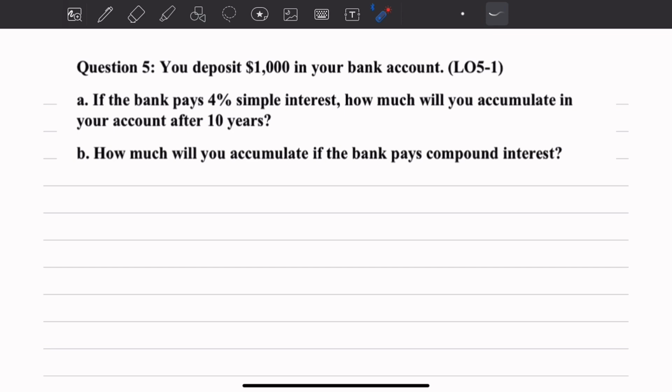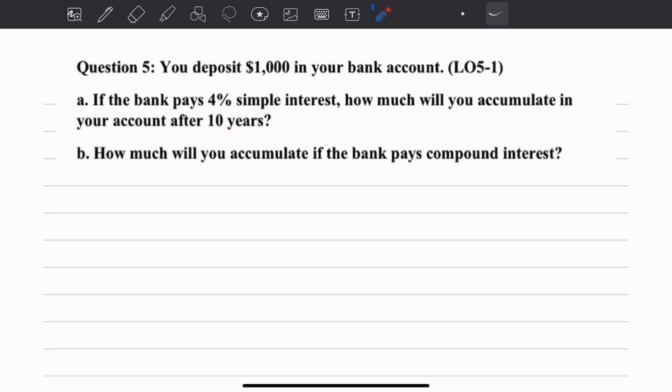In this video we're going to be looking at problem number 5. So let's read it. It says you deposit $1,000 in your bank account. A, if the bank pays 4% simple interest, how much will you accumulate in your account after 10 years?